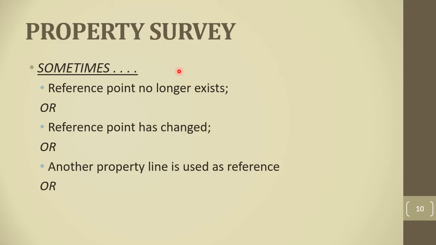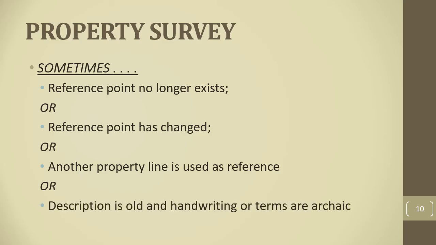You're told to follow the south property line of the Smith property. Well, now you have to find the property description for the Smith residence to know what direction it is. Or the description is old and the handwriting or the terms used are archaic.